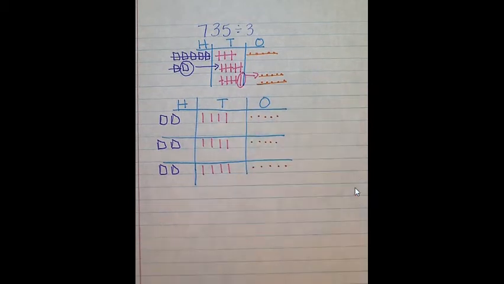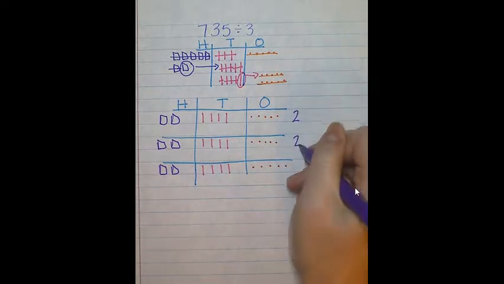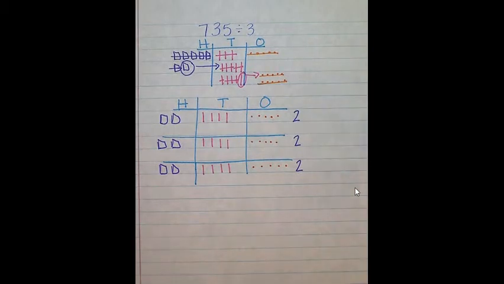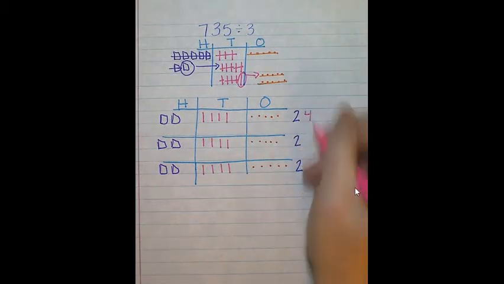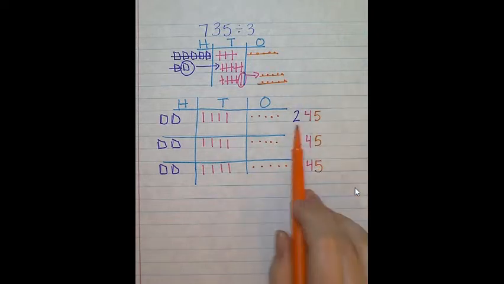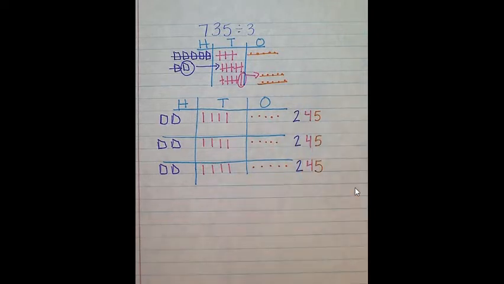So now I can total up how many is in each group. So I have 200s in each of my groups, 4 tens, and 5 ones. So in each group I have 245. I want to check that now to make sure that I'm doing it correctly. I put everything into equal groups.